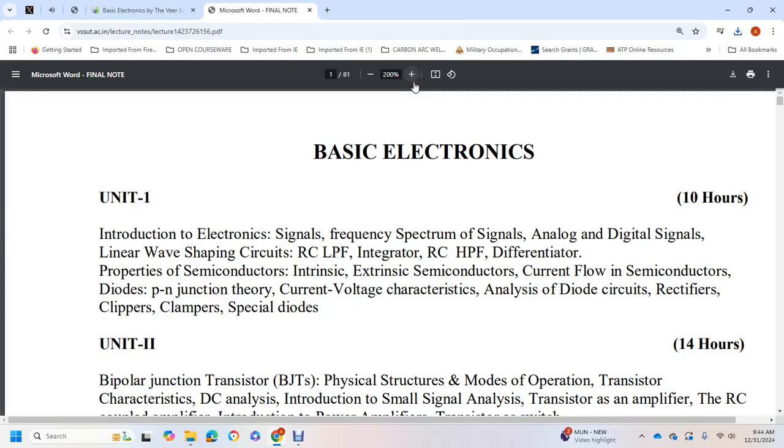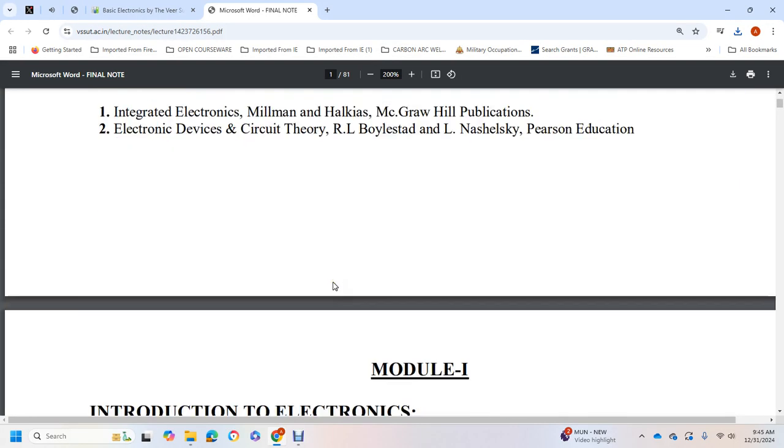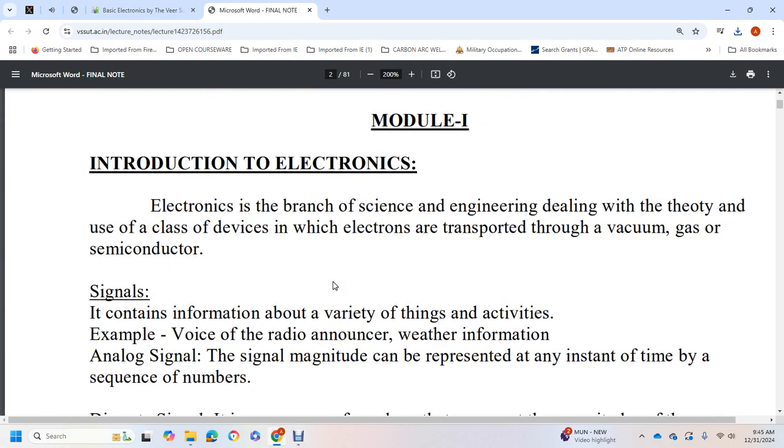Basic electronics. Unit 1, introduction, electrical signal frequency spectrum signals. Introduction to electronics, module 1. Electronics is a branch of science and engineering dealing with the theory and use of devices in which electrons are transported through a vacuum, gas, or semiconductor.